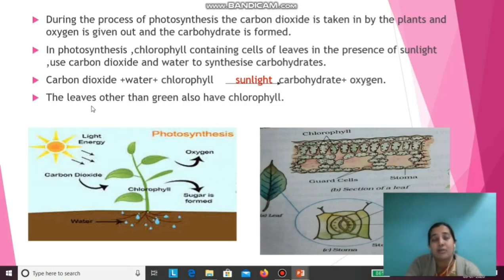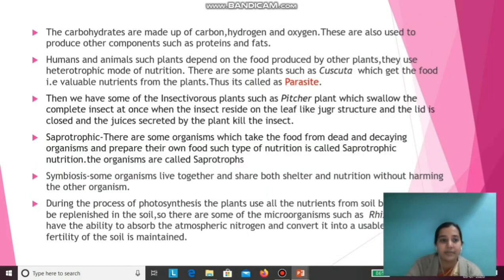Then you would ask a question, ma'am, there are some of the leaves which are not green in color but reddish brown, red. Then do they undergo photosynthesis? Yes, they also undergo photosynthesis, but they do have different pigments. Okay? Any doubts here? Let's go further.